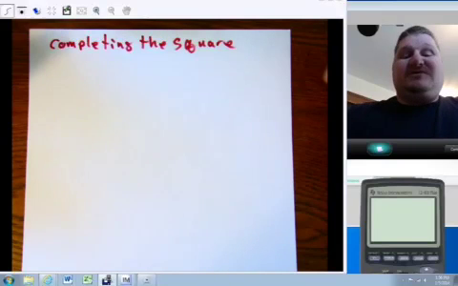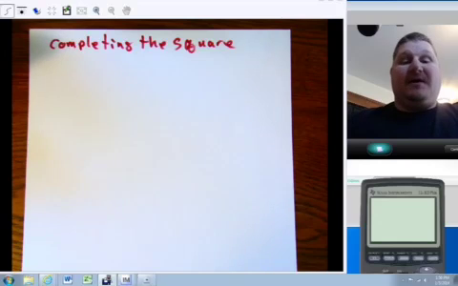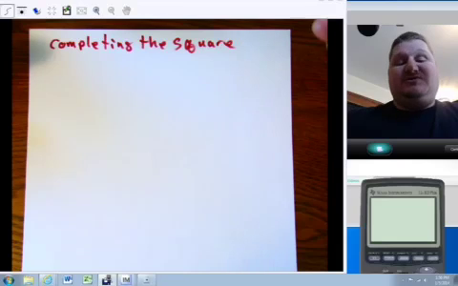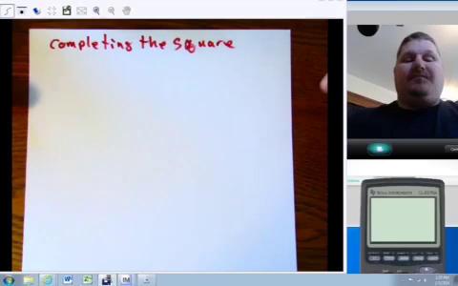Okay, ladies and gentlemen, we're going to do a mini lesson on completing the square. You've already done completing the square in Algebra 1, you've done it again in Algebra 2. However, we're going to need it for all these conic sections. So, again, completing the square.